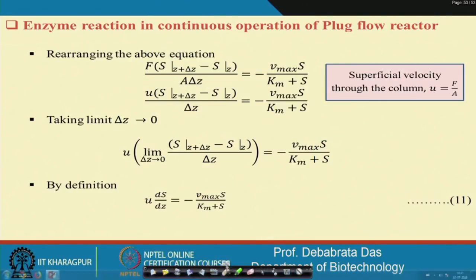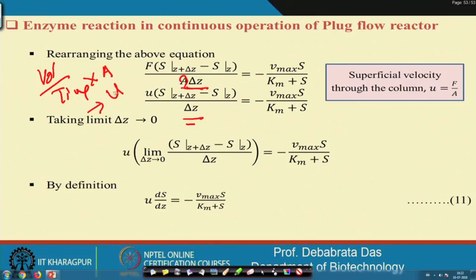Now here you see that this is F into S at Z plus del Z, and this is the volume A into del Z. Now here what is happening, this is a flow rate. Flow rate is what? Volume per unit time, am I right? And this is the volume. Now A is the area. If you divide by area, then volume divided by area will be velocity. This is U, the velocity, and del Z is the thickness of this particular strip, and we can analyze this and have this equation.